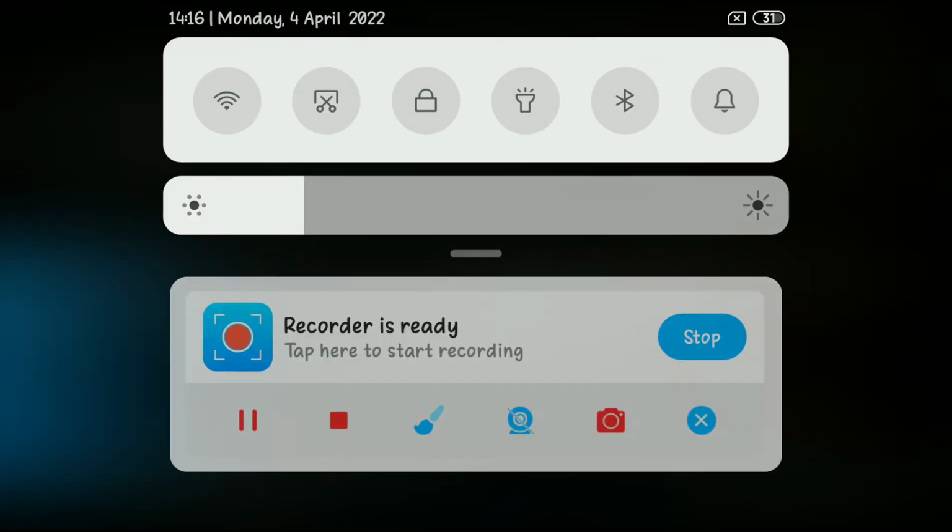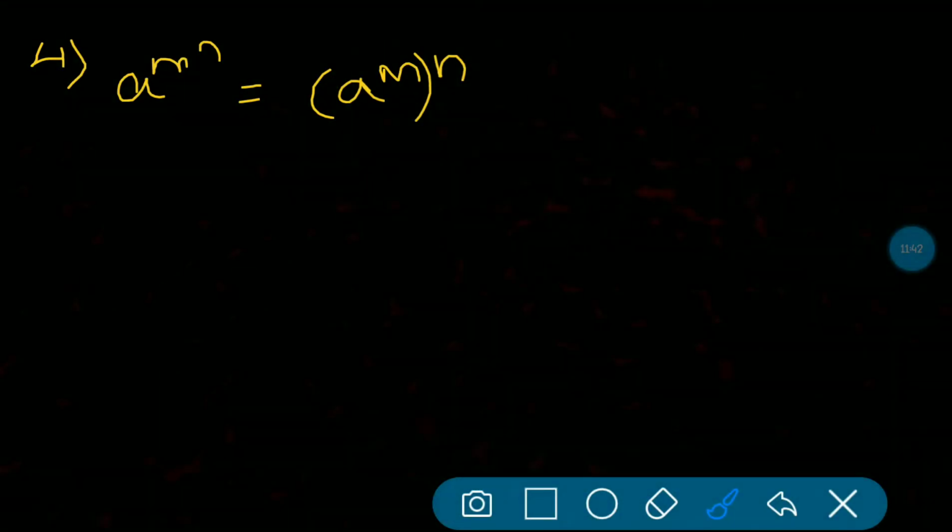Right. Now moving on. The fourth question is also kind of a different one. So if a power m power n is equal to a power m multiplied by a power m whole power n, then find the value of m in terms of n. Right, now this question looks difficult, but it is actually quite easy.